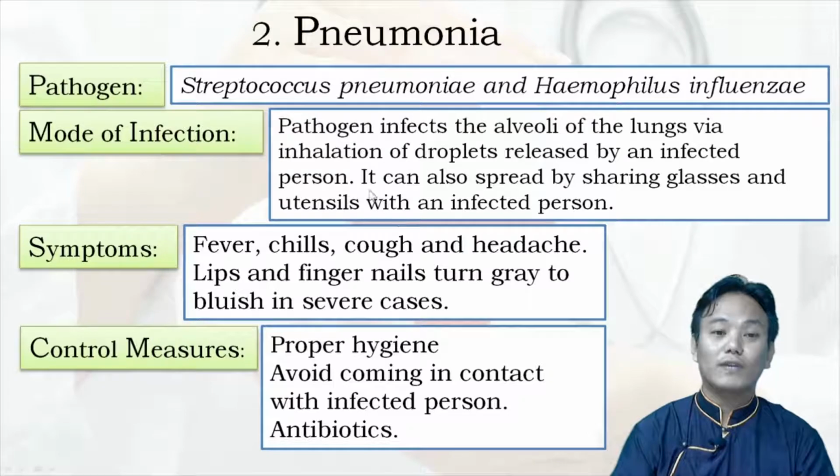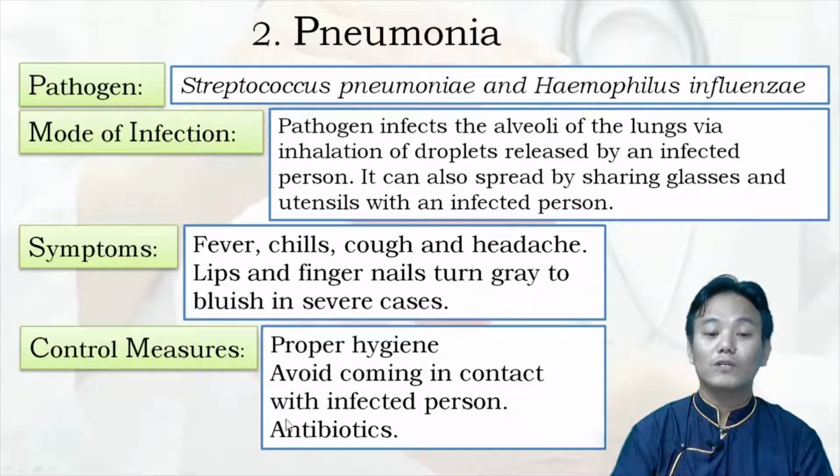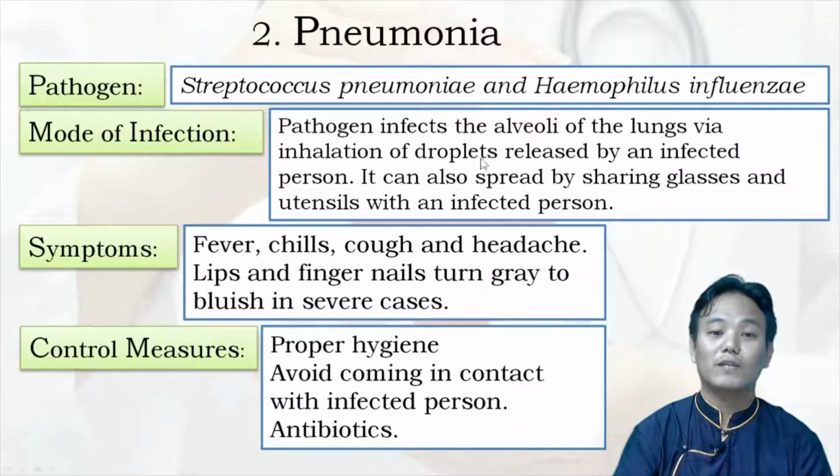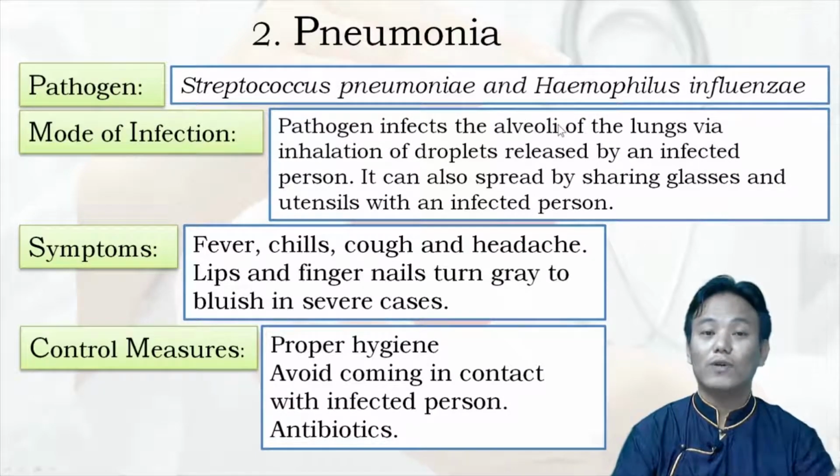And if you get infected by pneumonia, you have to go to the doctor. He or she will confirm whether you have pneumonia caused by bacteria or not. If bacterial pneumonia is confirmed, then he or she will prescribe antibiotics. So those are the control measures of pneumonia. These are the two bacterial diseases, typhoid and pneumonia.